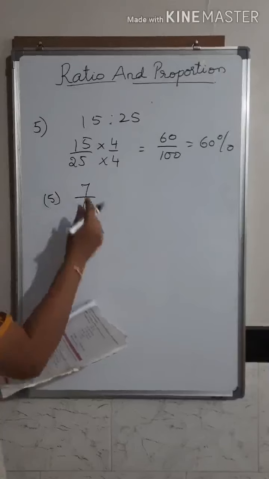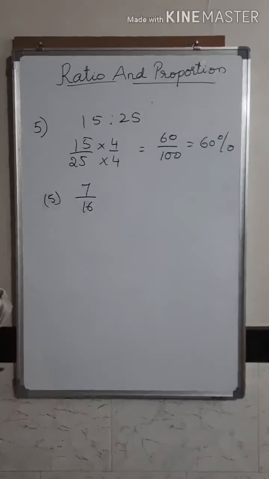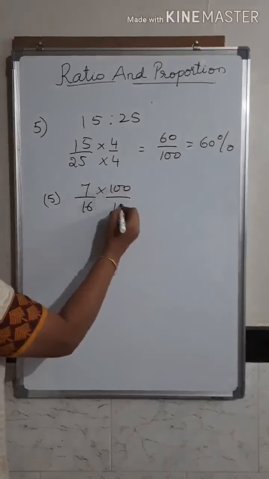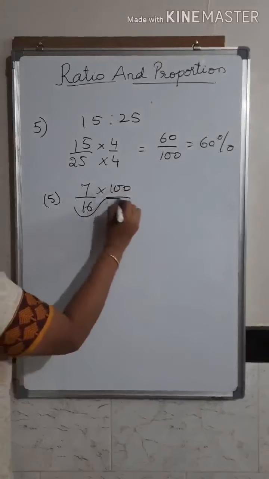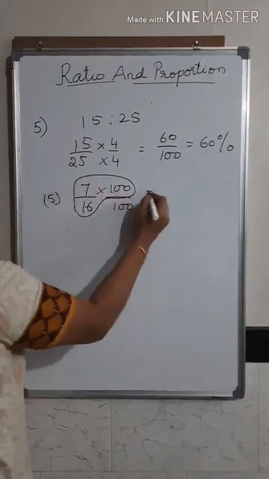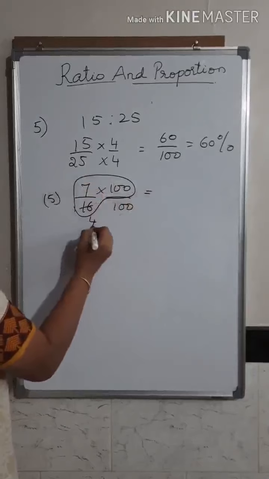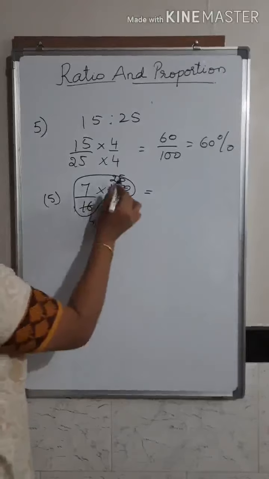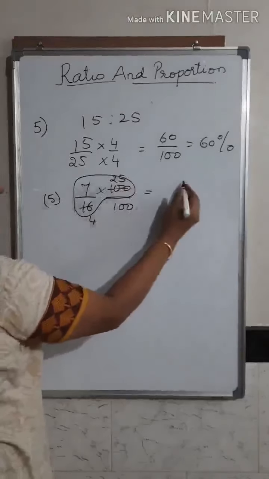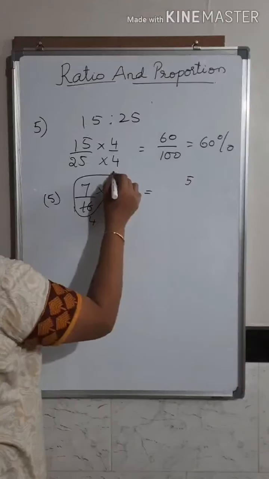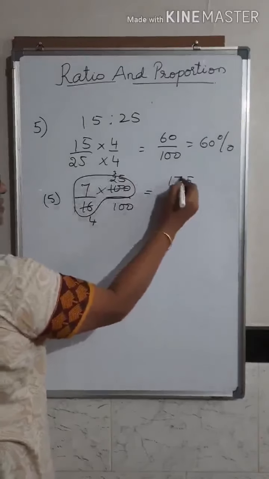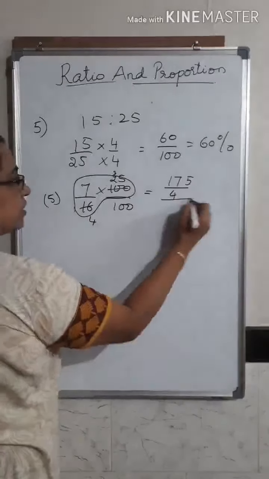The fifth sub question, 7 upon 16. Here by multiplying 16 by any number you are not going to get 100. So what you have to do here is multiply this by 100 divided by 100. Keep this 100 as it is, only these values you simplify. Here this can be simplified as 4 4s are 16 and 4 25 times is 100. Now when you multiply 7 into 25, 7 5s are 35, carry 3 to the next place, 7 2s are 14, 15, 16, so you get 175 upon 4 upon 100.